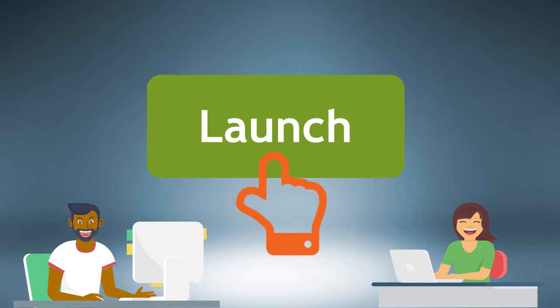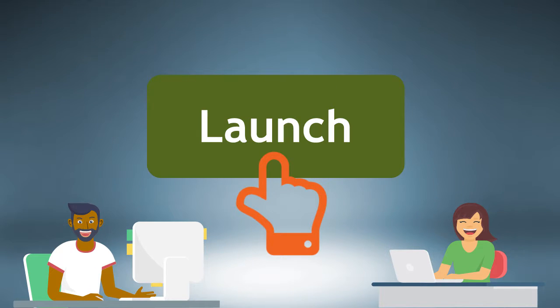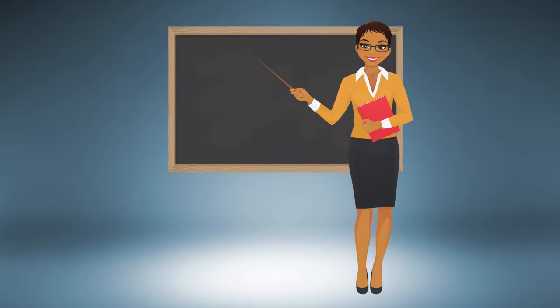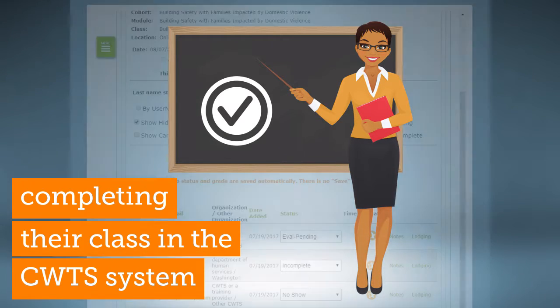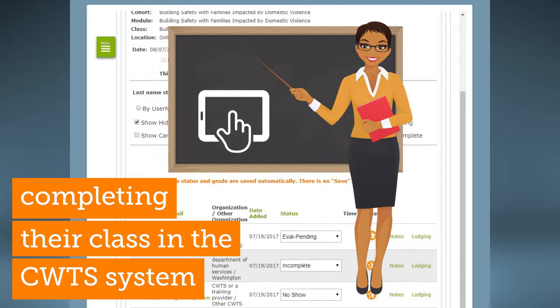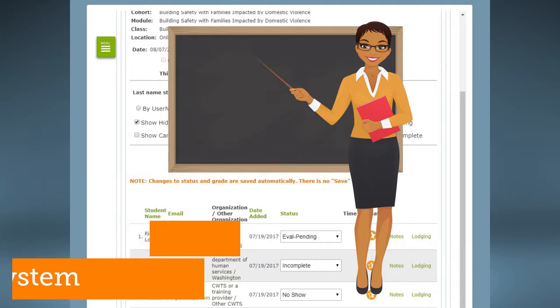Okay, you've launched your evaluation and your learners are completing it. There are still a few more things to do. Facilitators are now responsible for completing their class in the CWTS system. That's the final step in wrapping up, submitting information to the database, and hiding the class from view.